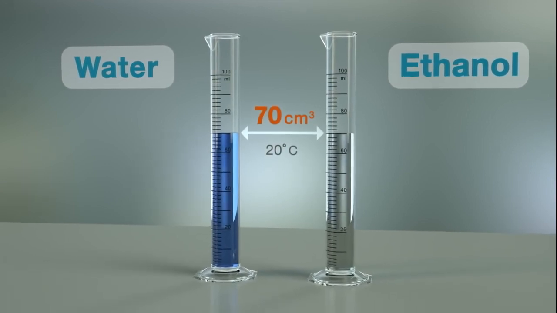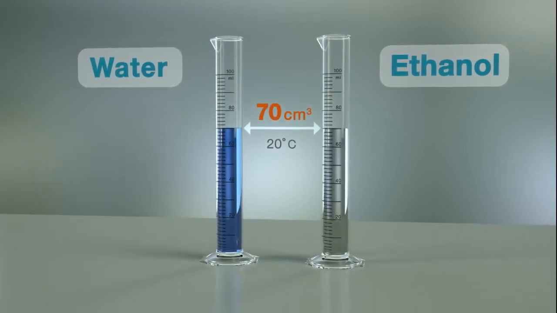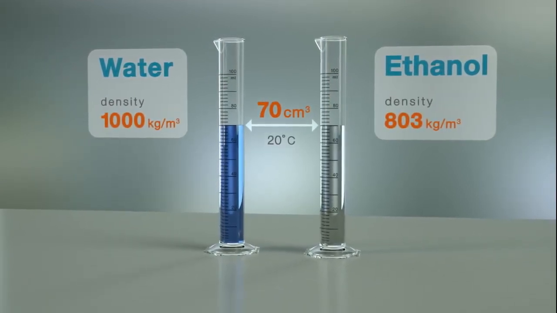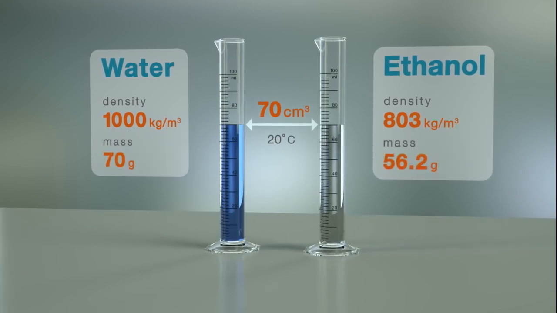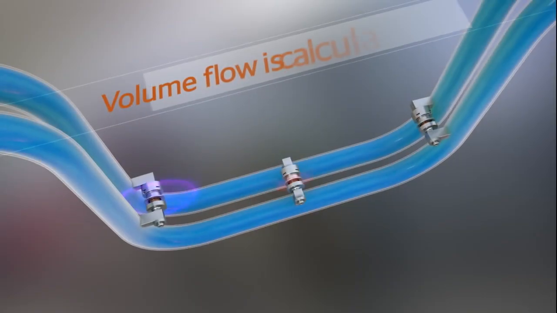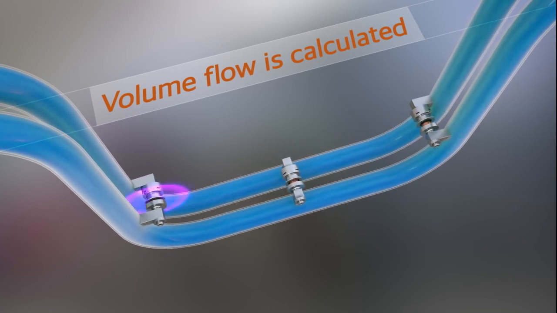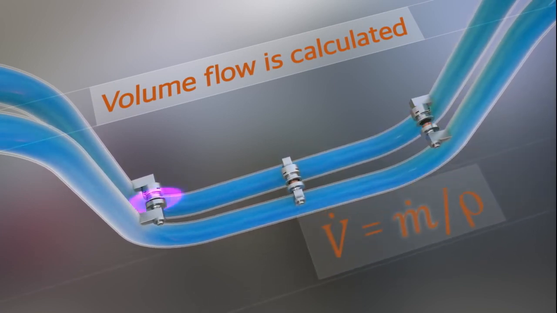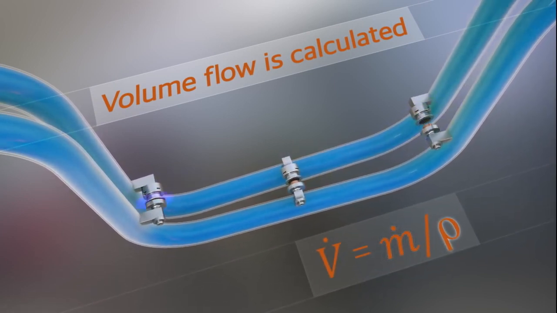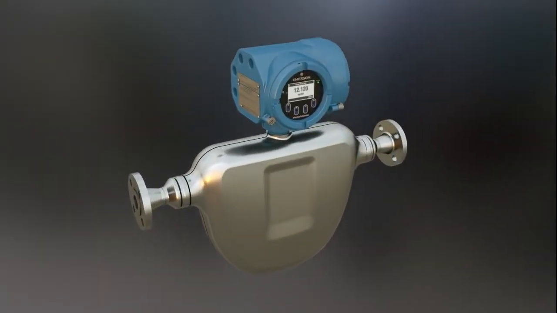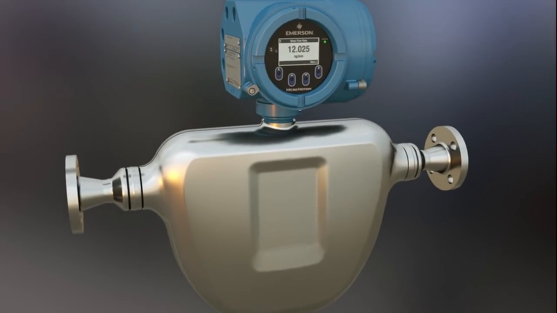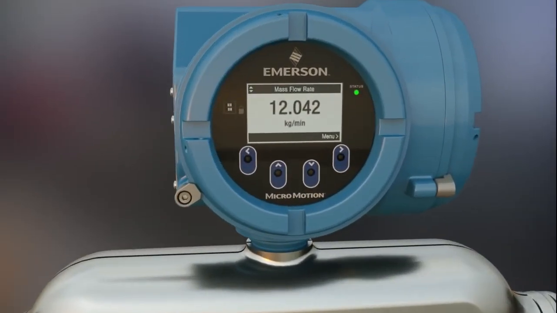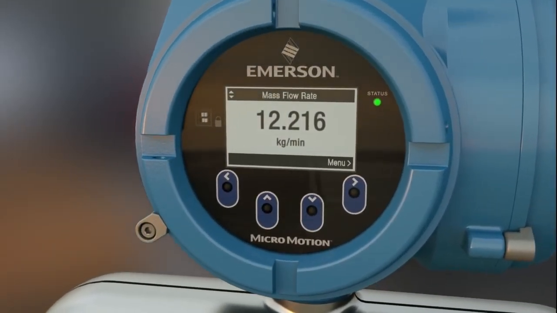As in this example, fluids can have the same volume, but different densities and masses. The mass and density measurements allow the calculation of the volume flow. Using these techniques, the Micro Motion Coriolis meter delivers highly accurate, direct mass flow and density measurements in a broad range of applications.